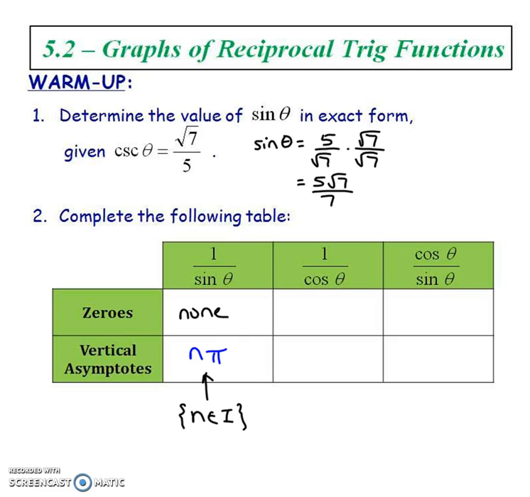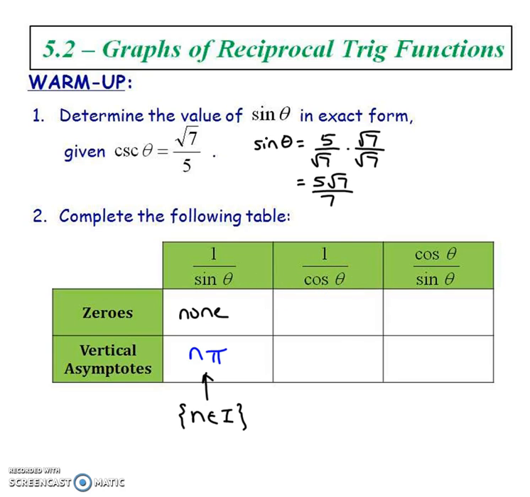Now let's take a look at the middle. So we're talking about the secant graph now. The same thing happens, no zeros, because when you make it equal to 0, your theta is going to disappear. And then the vertical asymptotes happen whenever cos theta is equal to 0.